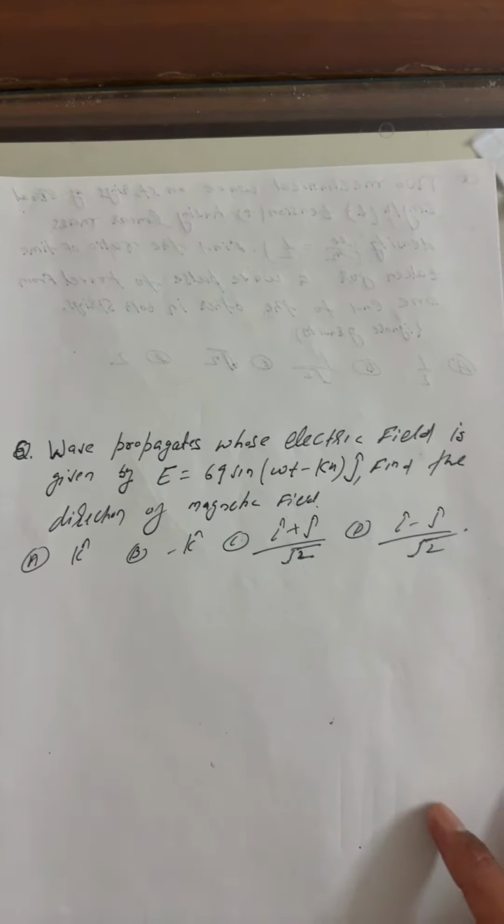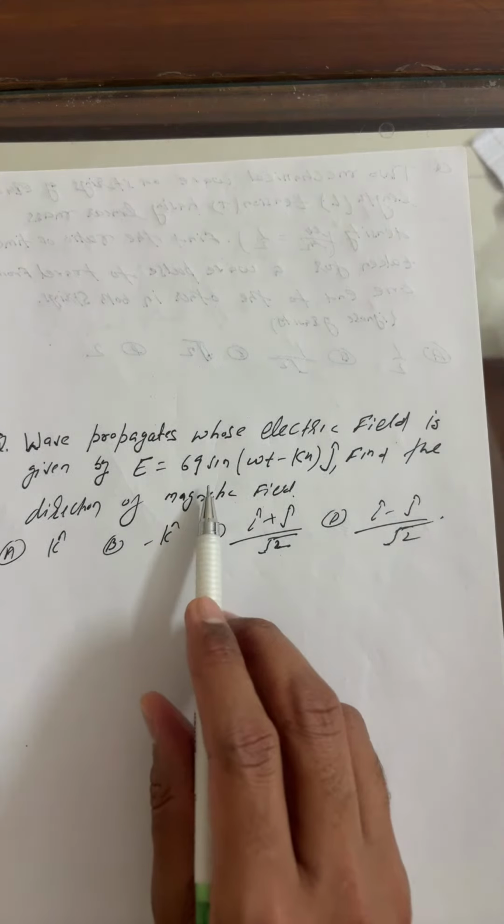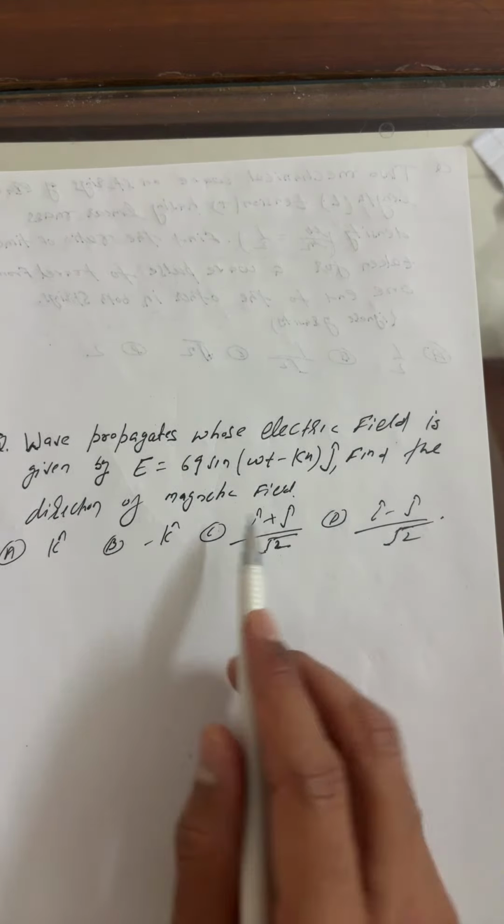Now have a look at the next question. What does it say, students? A wave propagates whose electric field is given by E equals 69 sin(omega t minus kx). This question I predicted last year for parents. Find the direction of the magnetic field.